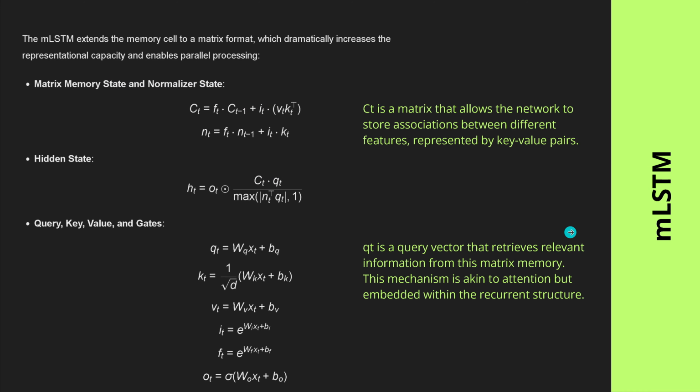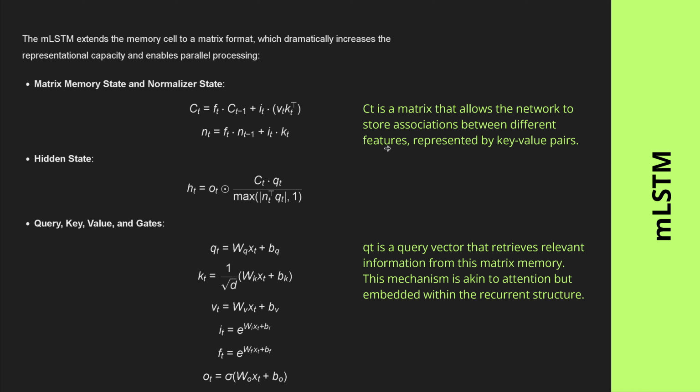Let's have a look. Those are the new formulas for the new matrix LSTM system, the most complex system. We have C, now our memory matrix at the time step t, which allows the network to store associations between different features. And this is exactly what we want. We want the system to learn all our different features from our training text and all the associations that happen.